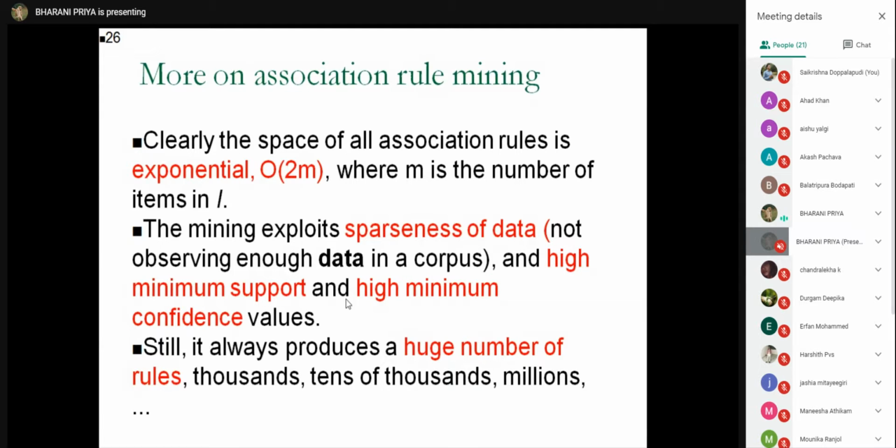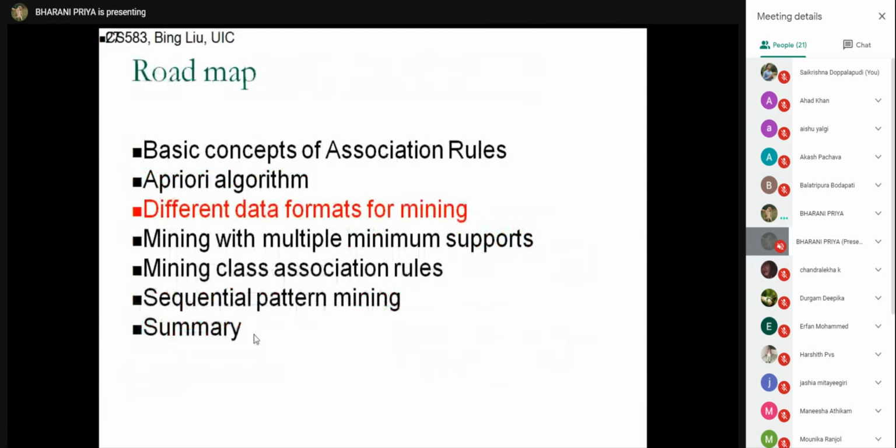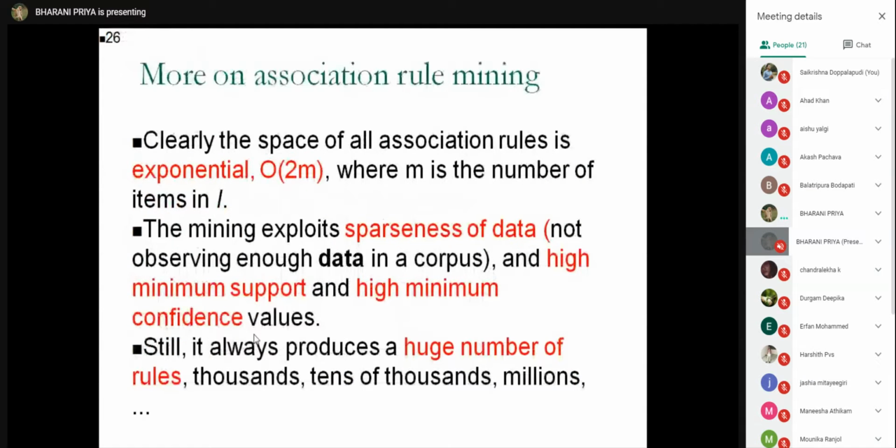And when we are generating the support and the confidence, we are taking high values and high minimum confidence. But still we are producing huge rules. And one thing, next slide, Adina. Okay, right.